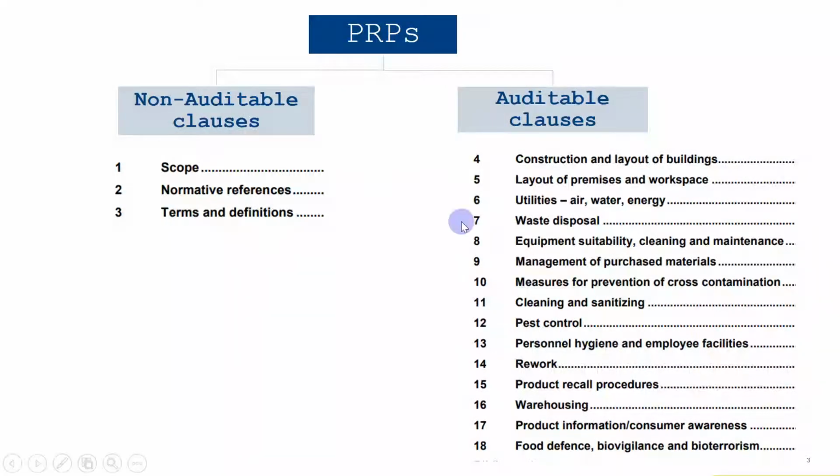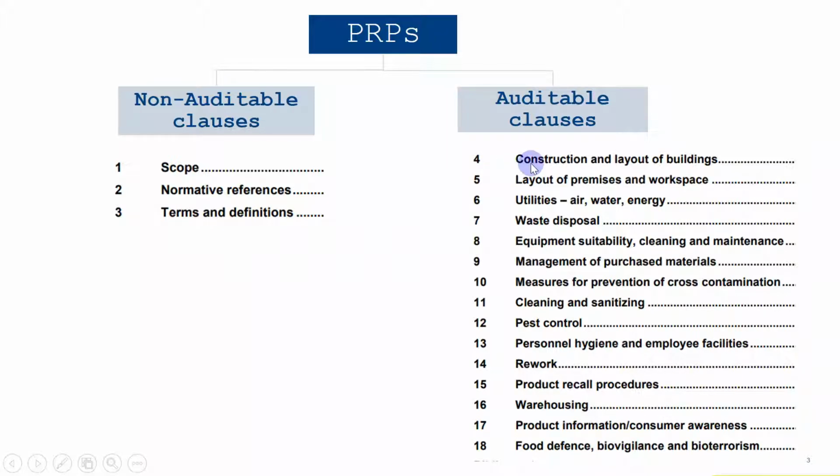To understand this standard easily, I divide it into two types of clauses. One is non-auditable clauses, another is auditable clauses. The first three clauses are not auditable. These are scope, normative reference, and terms and definitions. This is just for your knowledge. The second part is auditable clauses, and all these clauses are auditable.